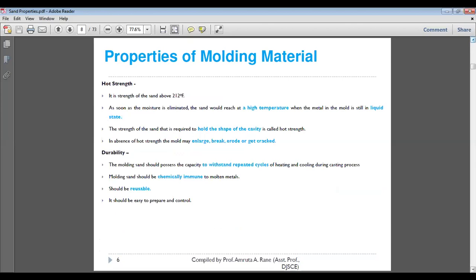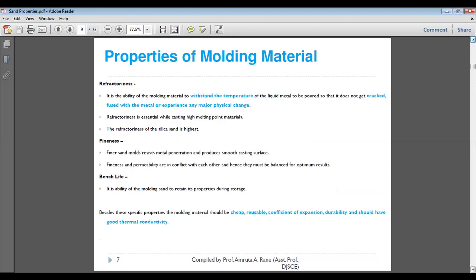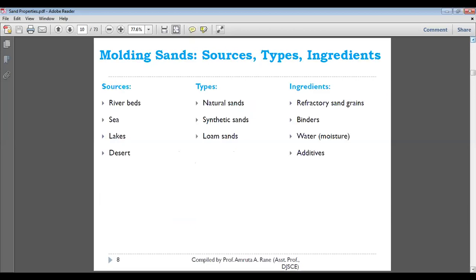So this is the hot strength, cold strength, dry strength. Then durability. Durability is also good, because the molding sand is repeatedly recycled, so it must have good durability. Now we'll come to refractoriness. Refractoriness means it must withstand the temperature, as we were discussing earlier. Fineness, so the particles must be smooth and must not be sharp objects. Bench life, it must have a good life.